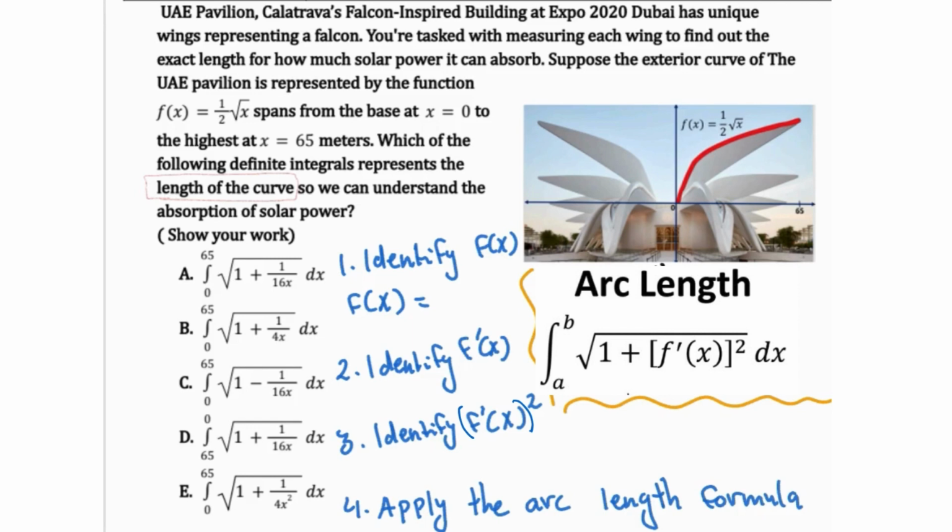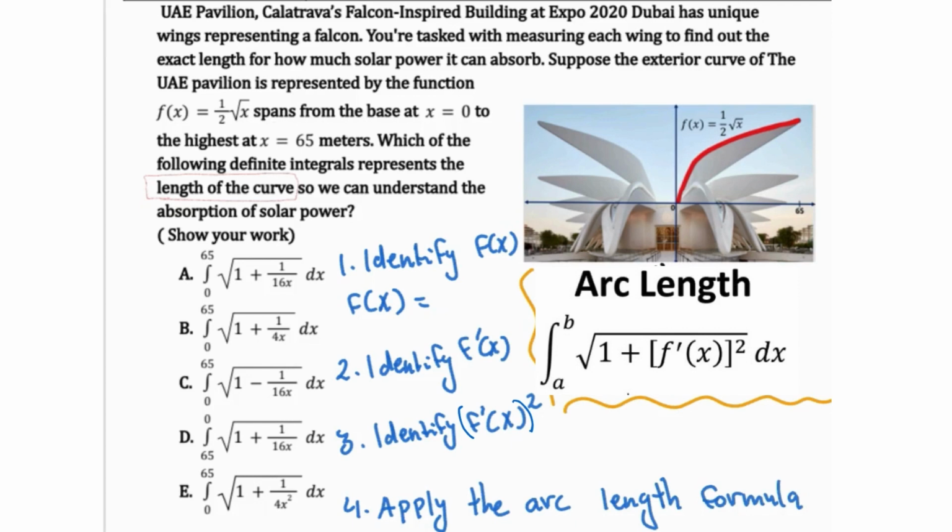Suppose the exterior curve of the UAE Pavilion is represented by the function f of x equal 1 over 2 radical x, spans from the base at x equal to 0 to the highest at x equals 65 meters. Which of the following definite integrals represents the length of the curve so we can understand the absorption of solar power?